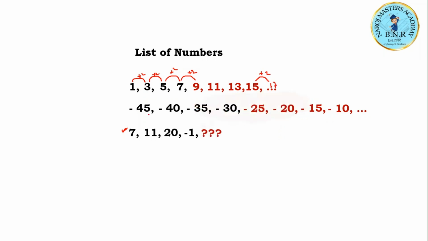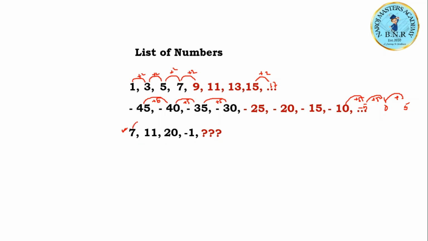And in the next series, here plus 5: minus 45 plus 5 is minus 40, minus 40 plus 5 is minus 35, minus 35 plus 5 is minus 30, and so on. Here by adding 5, we'll get minus 25, and by adding 5 again, we'll get minus 20. Like that, we can see these numbers here.